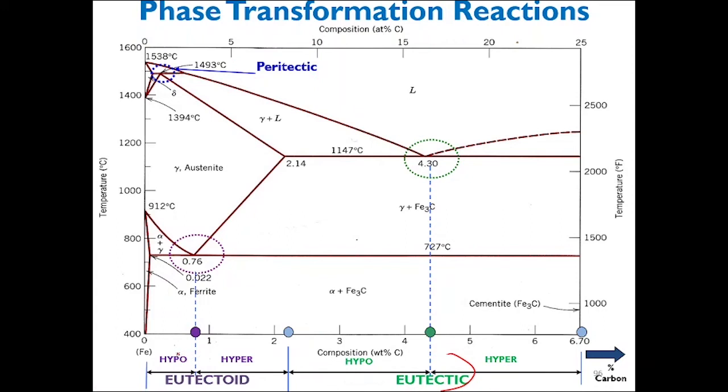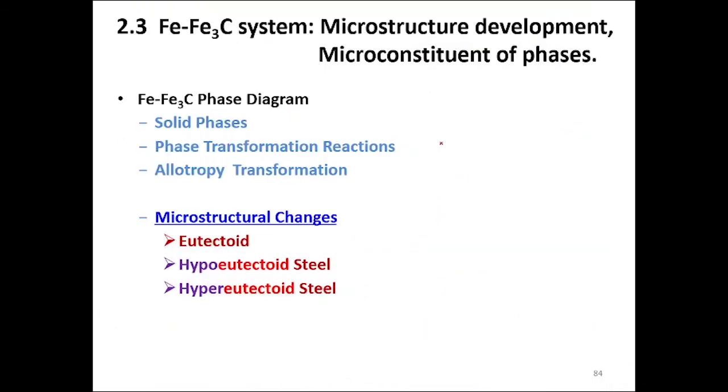For eutectoid, we have the hypoeutectoid region and the hypereutectoid region. For eutectic, we also have hypoeutectic and hypereutectic. Hypo and hyper will tell us about their microstructure development. That's all, a little bit on the phase transformation reactions.